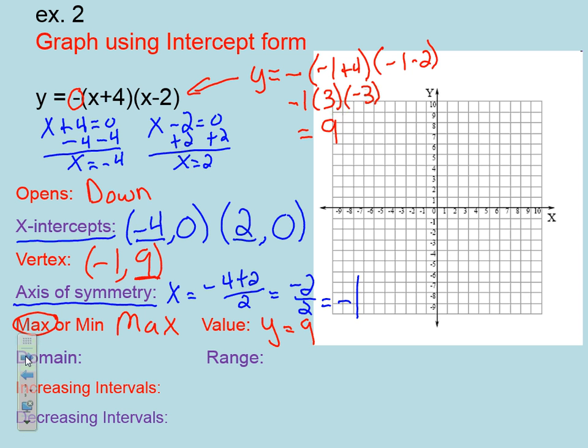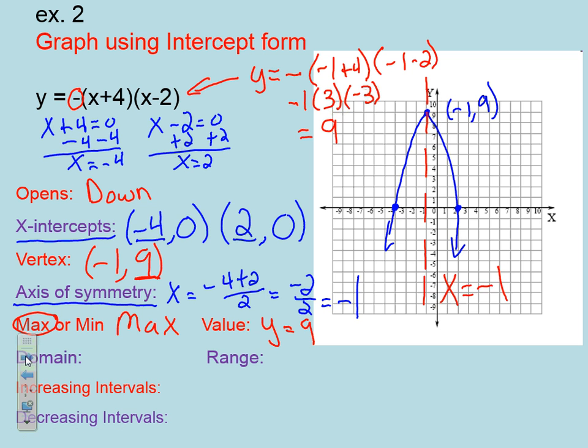Now the beauty of intercept form is that we don't need to have a table. All we have to do is graph. We're going to graph our two x-intercepts, so negative 4, 0 and 2, 0. And our vertex, negative 1, 9. Graph that, connect them together, and we are done. Only thing we have to add is our axis of symmetry. Right here, x equals negative 1.